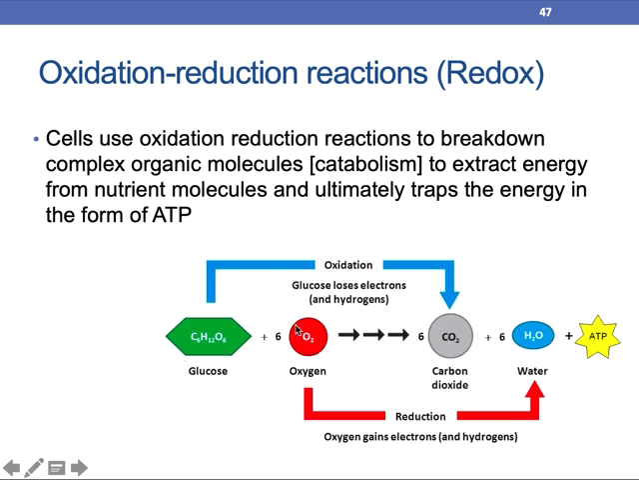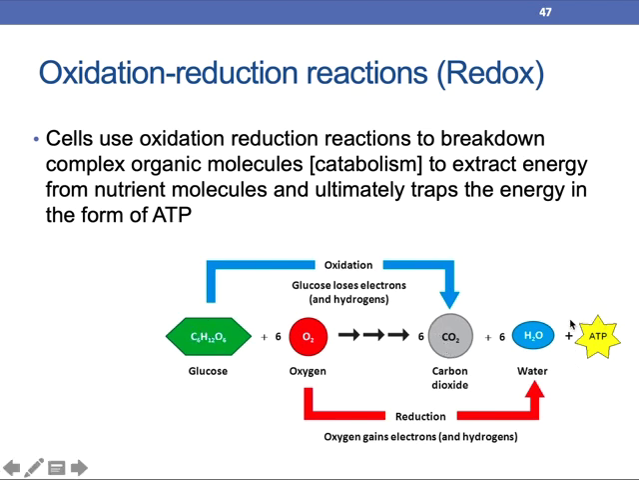The oxygen, if the organism is an aerobic microorganism, would use oxygen to break down glucose. The oxygen will accept these electrons from the glucose and will also accept the hydrogen atoms from the glucose. And so the oxygen then becomes reduced, becoming water. The glucose becomes carbon dioxide.